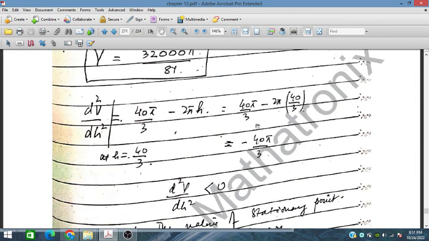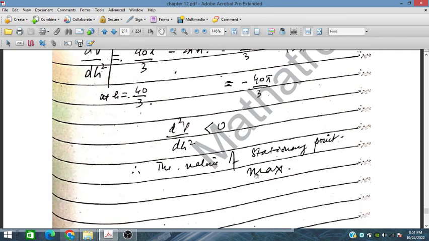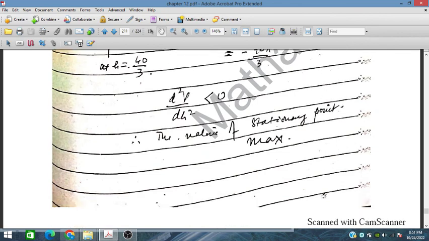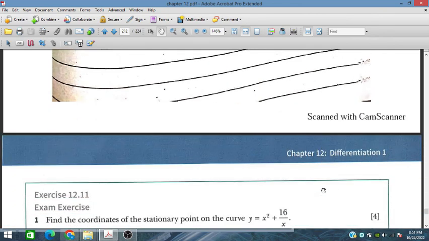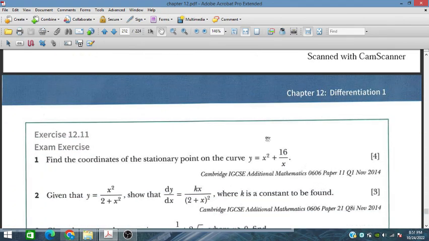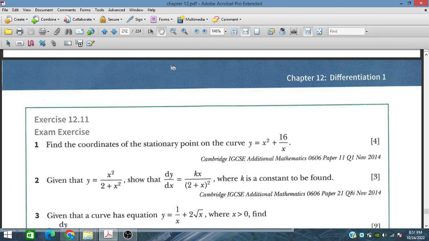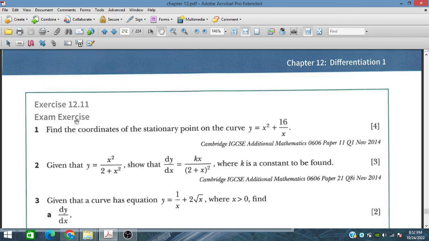We get a negative value, so the slope is decreasing and the stationary point is a maximum. This is because the function is decreasing after the maximum value. So this is what we required. This was a very important exercise and very difficult as well. In the next session, we'll discuss some exam exercises, which are very important for the examination.